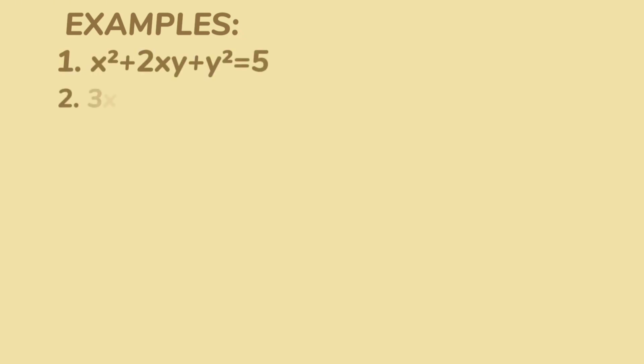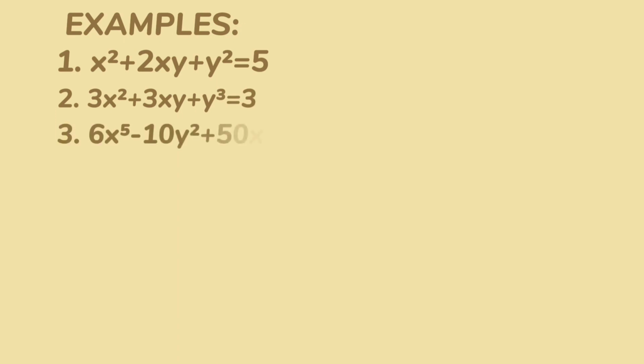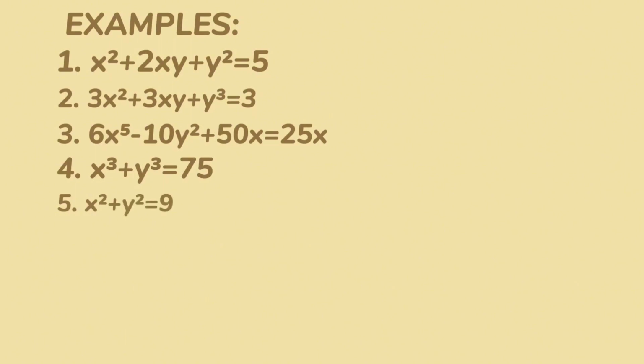Second, 3x squared plus 3xy plus y cubed equals 3. Third, 6x to the 5th power minus 10y squared plus 50x equals 25x. And moving on to our fourth given, which is x cubed plus y cubed equals 75. And now to the second to the last, which is x squared plus y squared equals 9. And lastly, our sixth given, x squared plus y to the 6th power equals 4.